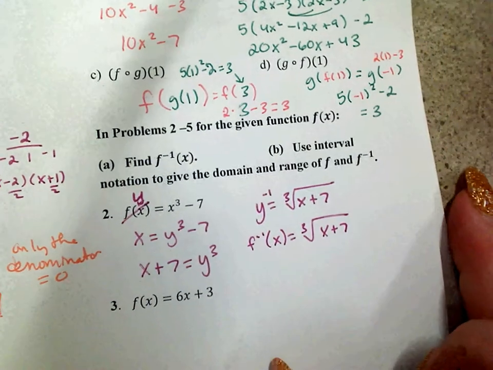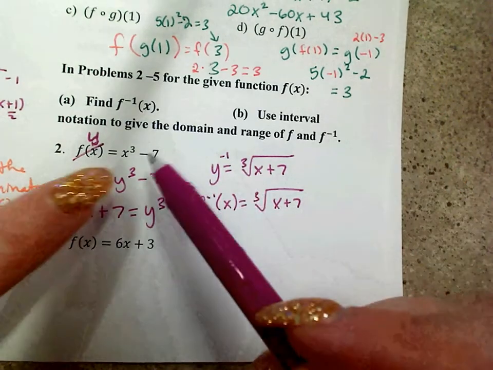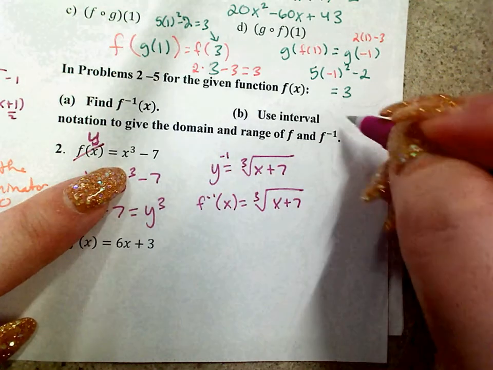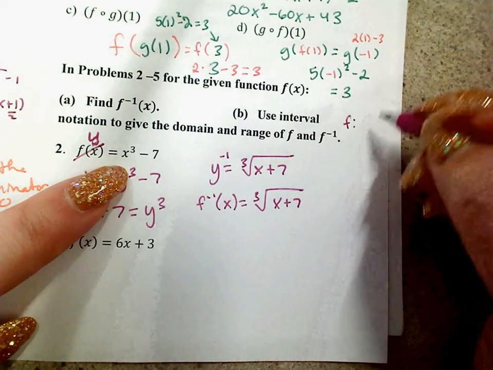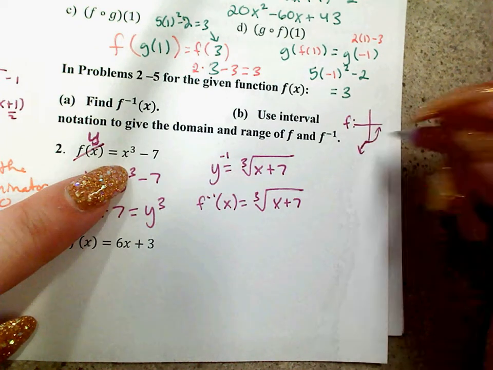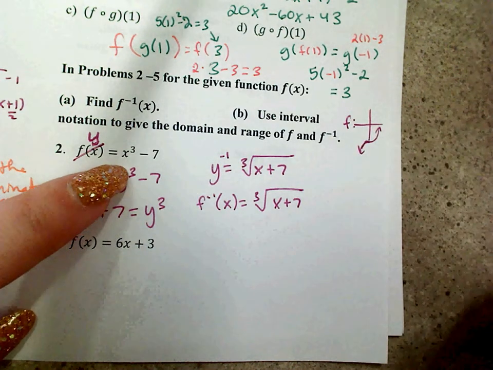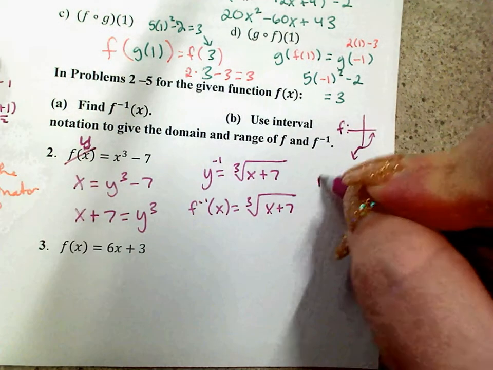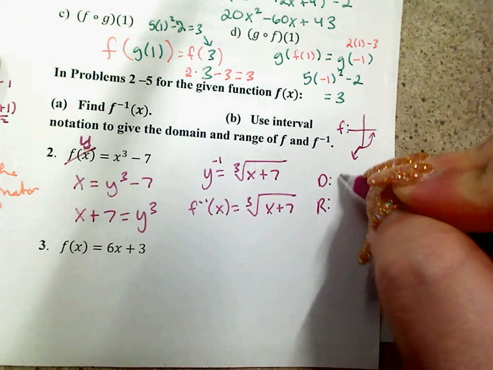Yeah, okay. It says talk about the domain and the range. Well, if you think about the domain and range of this function right here, so for f, you've got x cubed plus 7. That is just a cubic function shifted up 7. Its domain is all real numbers, its range is all real numbers. So its inverse's domain and range will also be all real numbers.